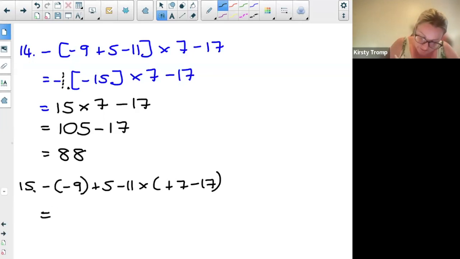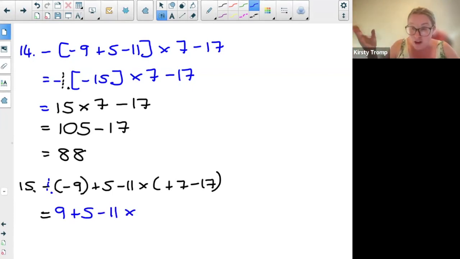We can see, once again, we've got this number outside of the bracket story. So I'm going to draw my number 1 in here, my ghost 1 with my times. So that's where I'm starting. I'm going to say -1 times -9. Negative times a negative gives me a positive, and I'm going to have 9. Plus 5 minus 11 times by. I stop. Why did I stop? Because I've got a bracket. So in my bracket, I had positive 7 minus 17. 7 minus 17 gives me negative 10.